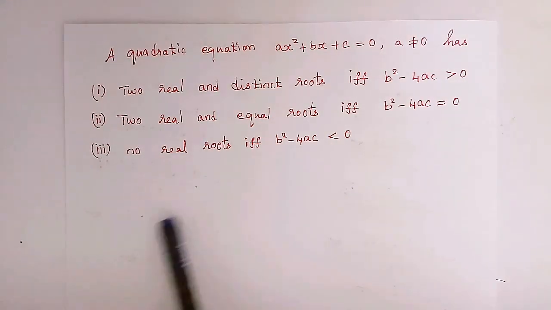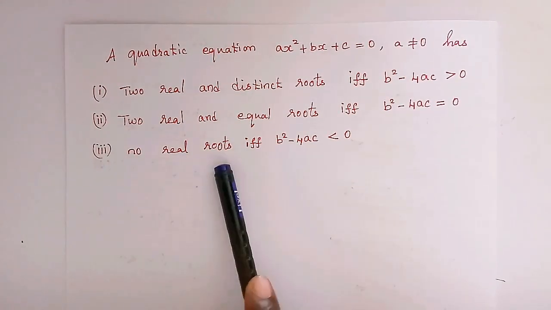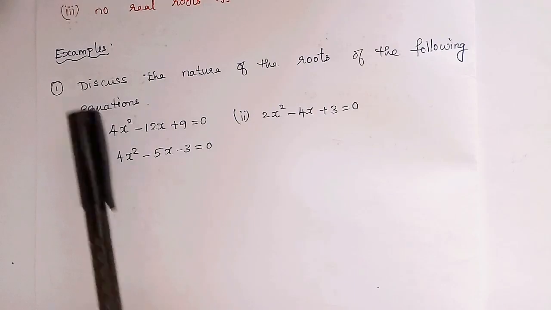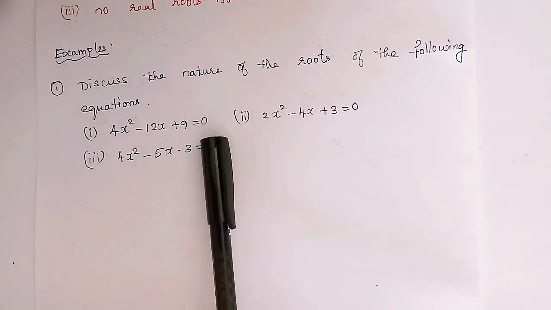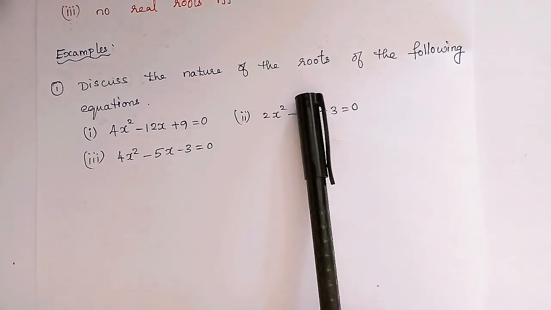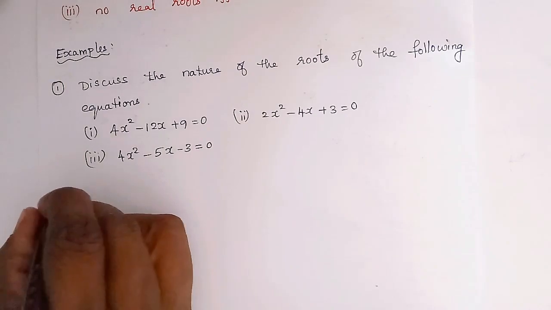So inside the square root, we will be getting a negative number, so we cannot find any answer. So that is no real roots. We will see a few examples. First question: discuss the nature of the roots of the following equations. Three equations are given. You want to discuss the nature, how the roots will be, that we want to find out. One by one we will find out now.